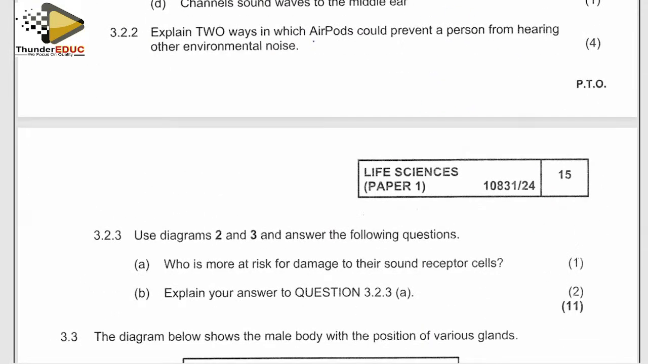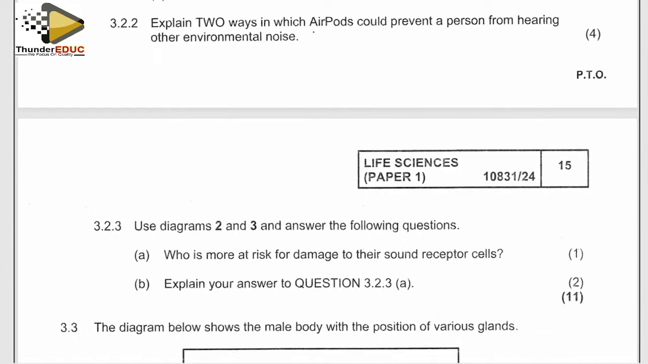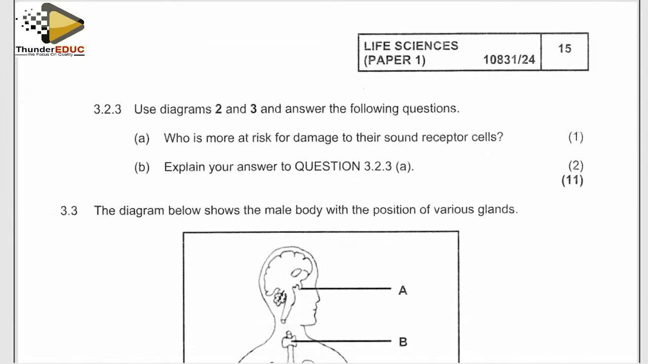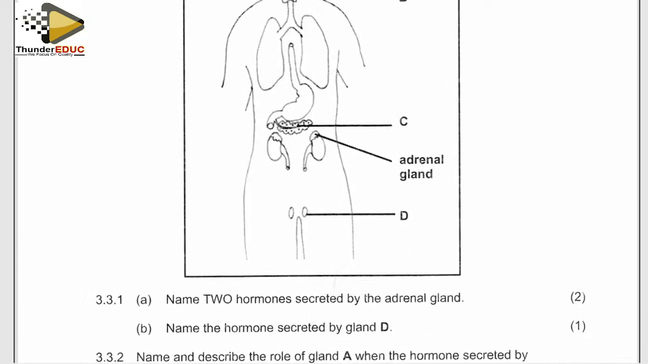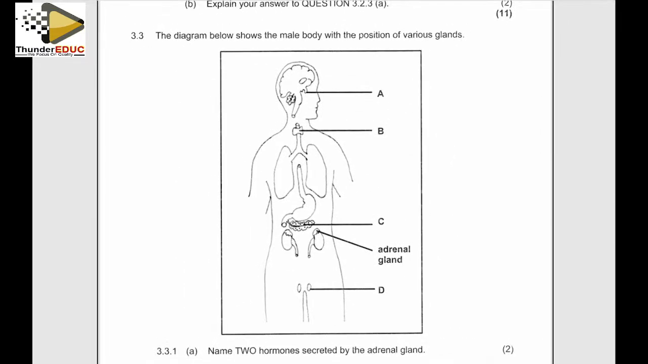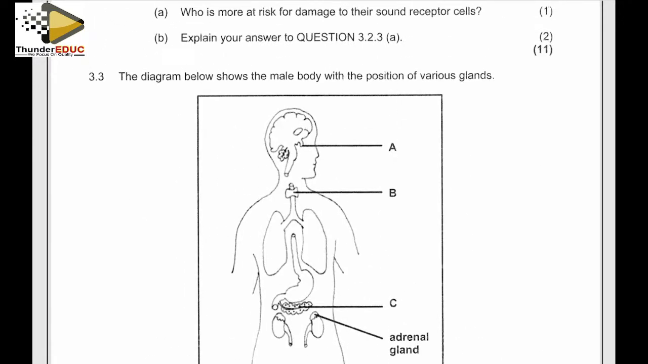Then we go to the next question. They're saying, explain 2 ways in which the earbud prevent the person from hearing. So we are done with that. They're saying, question 3.3. So this question is asking, I told you what to do when it came to this. Yes, I told you very well.